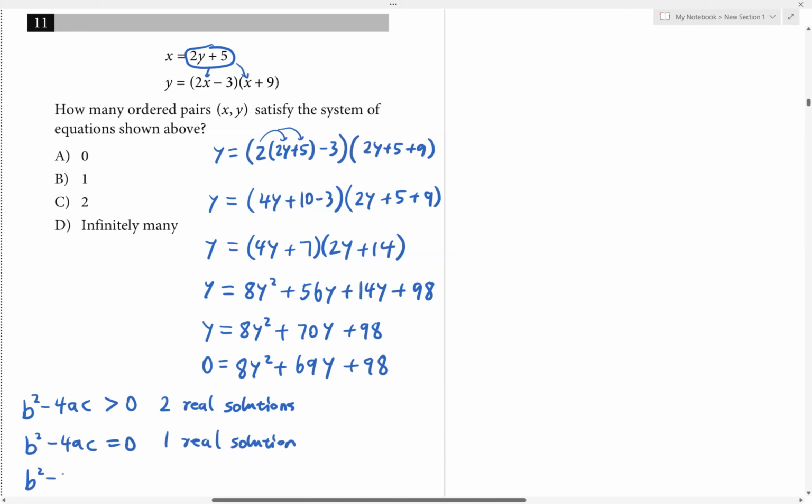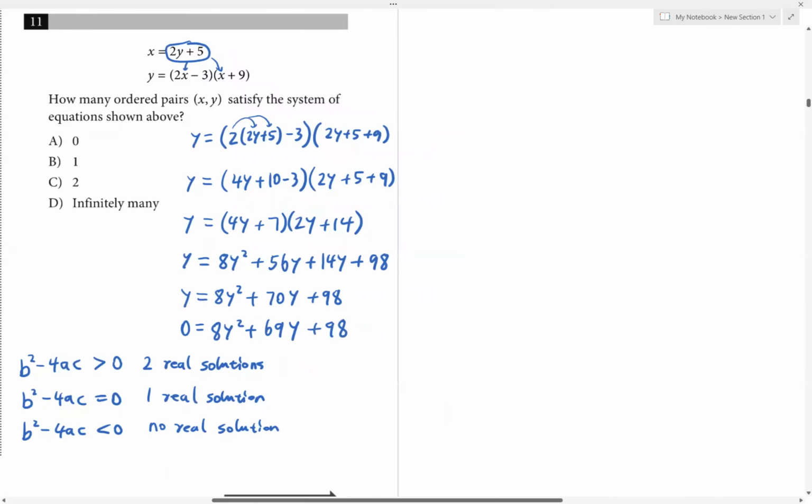And b squared minus 4ac is less than 0, we get no real solution. And that will get two imaginary solutions, but no real solution. For this one we can check, right? So we can plug it in. B squared minus 4ac, so you can solve for the determinant. The b value is 69, so 69 squared, minus 4 times a, which is 8, times c, which is 98.